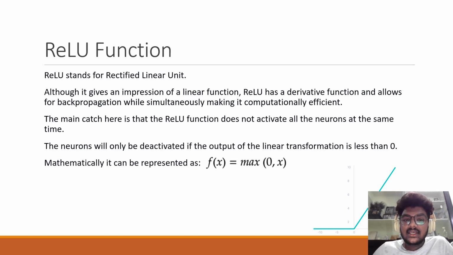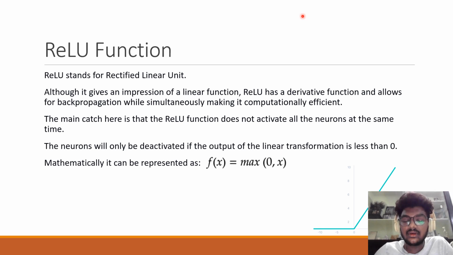Now, as you can see in the image, the ReLU is half rectified from the bottom. f(z) is 0 when z is less than 0. Here I mean z as x. So f(x) is 0 when x is less than 0, and f(x) equals x when x is greater than or equal to 0. Now we can say that the range is from 0 to infinity.